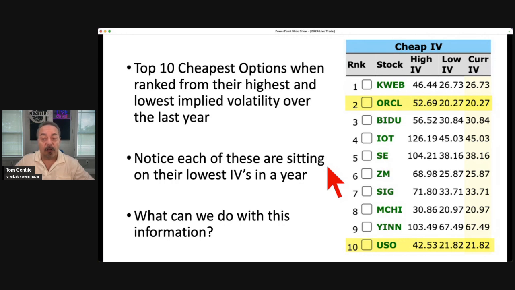So again, what can we do with this information? We can take this list of stocks and ETFs, and then, being that they're cheap options, if they come up on a bullish scan for you or they come up on a bearish scan for you, now you automatically know I need to be looking at buying calls, or I need to be looking at buying puts.